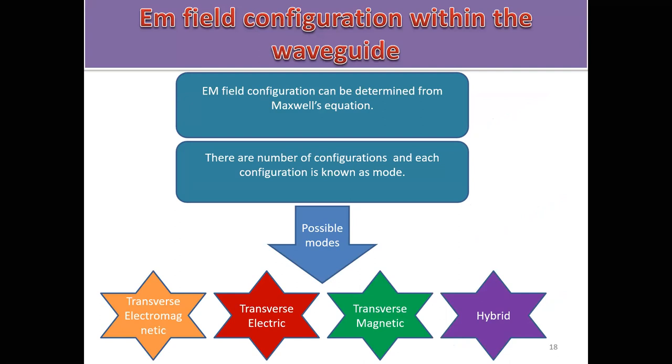Now, next thing, EM field. EM field means the electromagnetic field configuration within the waveguide. Types of EM field inside the waveguide. So, EM field configuration can be determined from Maxwell's equations.